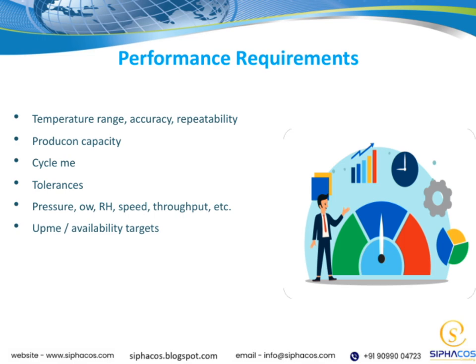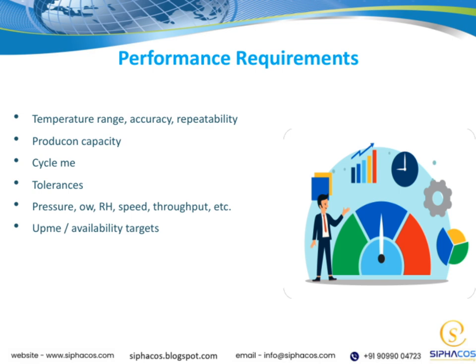It's the duration of each process cycle, influencing overall throughput. Tolerances are another vital aspect. They define the acceptable limits within which our measurements or parts must fall. This includes parameters like pressure, flow, relative humidity, speed, and throughput. Monitoring these ensures we stay within specifications and avoid defects.